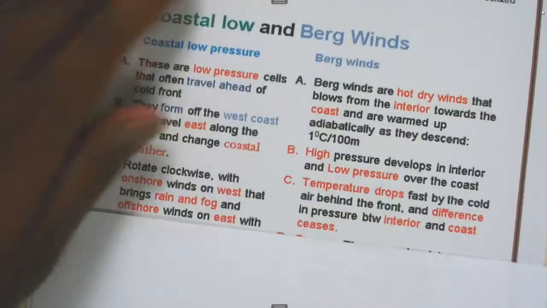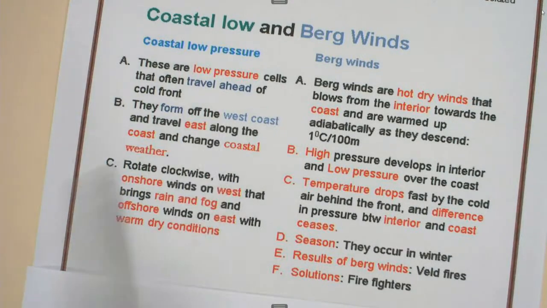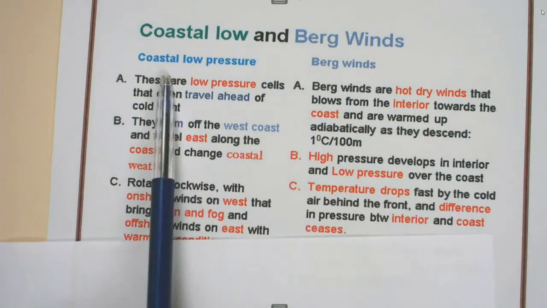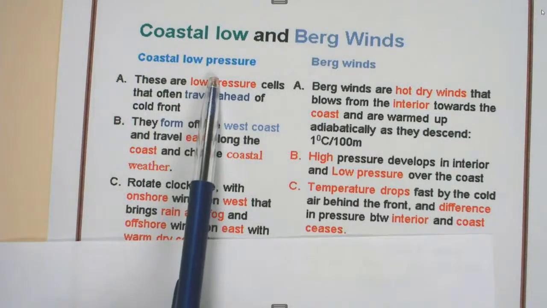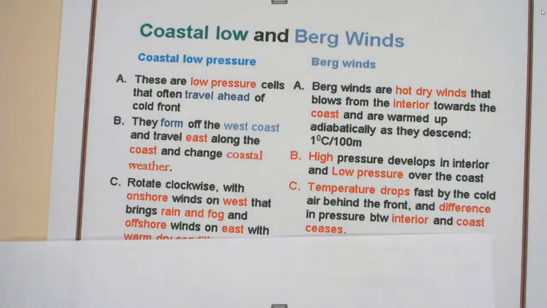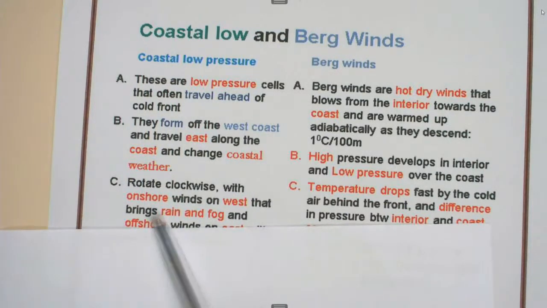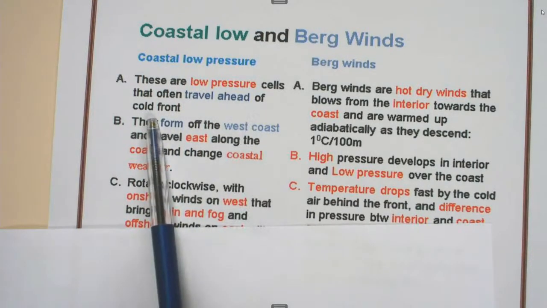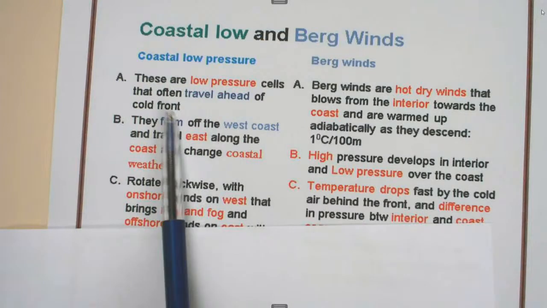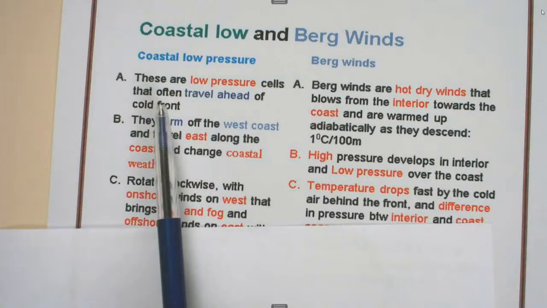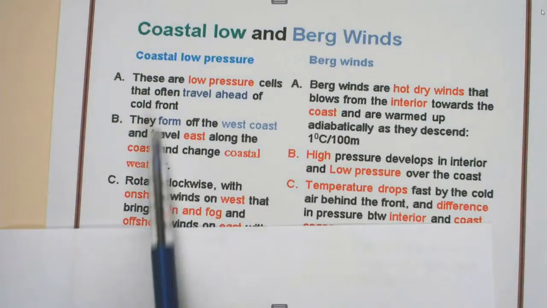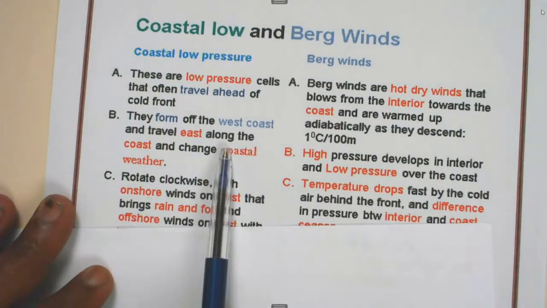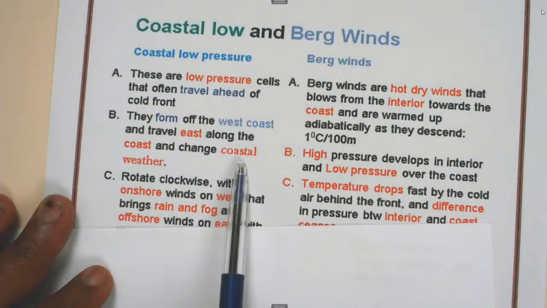So now we move to the two other concepts related to the regional study. The first one is the coastal low pressure. Any low pressure along the coast is a coastal low pressure. Number A, these are low pressure cells that often travel ahead of a cold front. They often, we don't say always, but they often travel ahead of a cold front. They form off the west coast and travel eastward along the coast and change coastal weather.